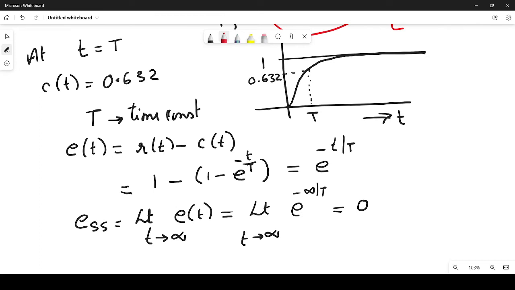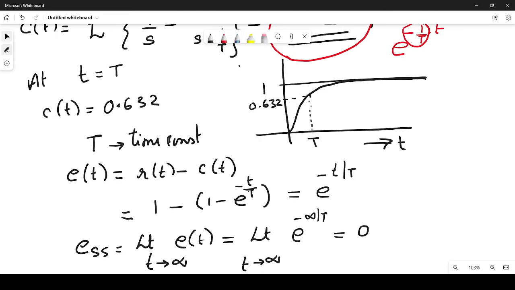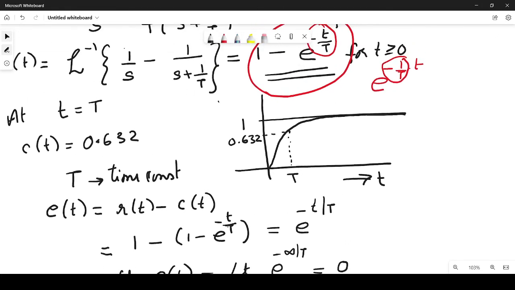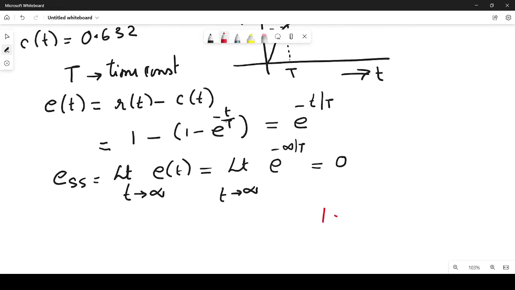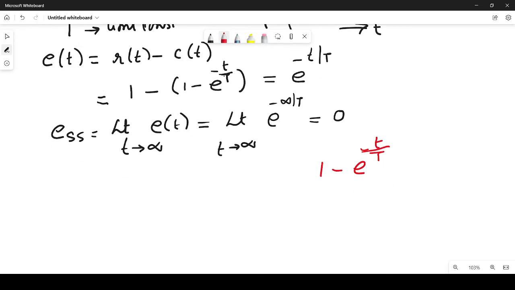Why? Because the response depends upon the poles of the system. For example, here we have the response as 1 minus e raised to minus t by T. Let us take one example with two expressions, e raised to minus 2t and e raised to minus 4t. If you have two poles, one at minus 2 and one at minus 4, we know that the minus 4 term vanishes faster than this one.